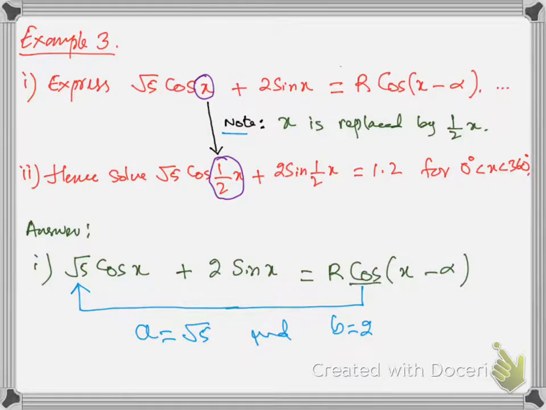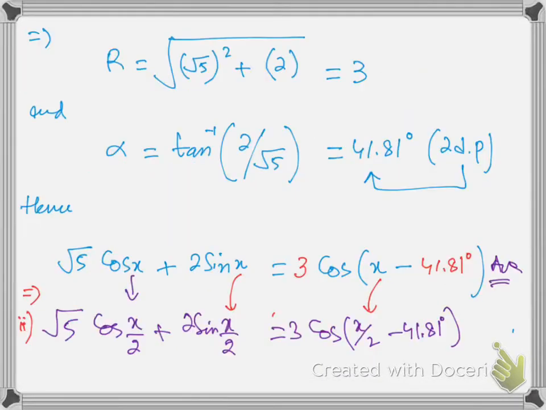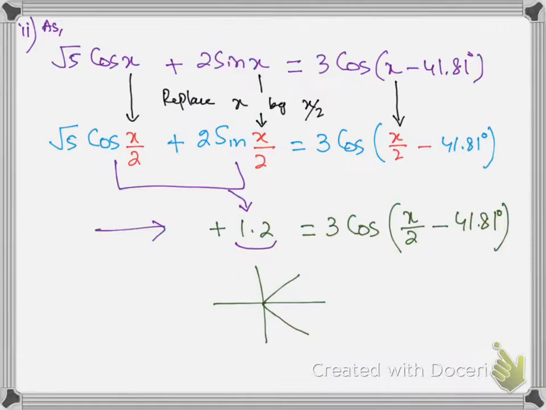Since we have cos here, this root 5 will be the value of a, and this 2 ultimately will be b. Now first get r and then get alpha up to 2 decimal places. Substitute everything into equation number 1, and then this is one of the most important things for solving part 2. Replace x by x upon 2 to make the calculation of the second part simple. Now let me solve part 2.